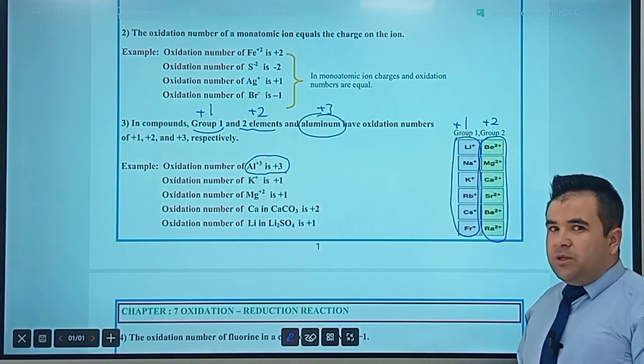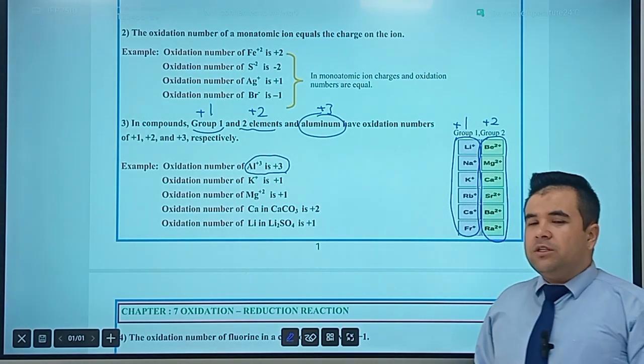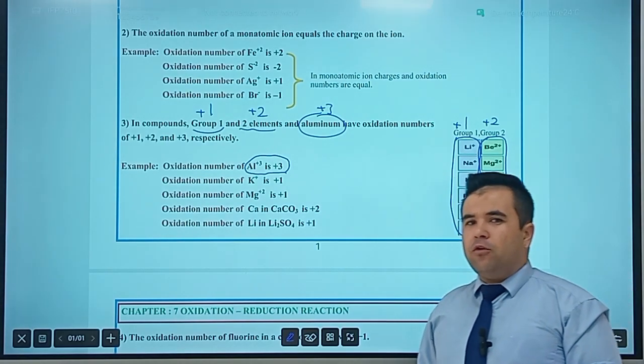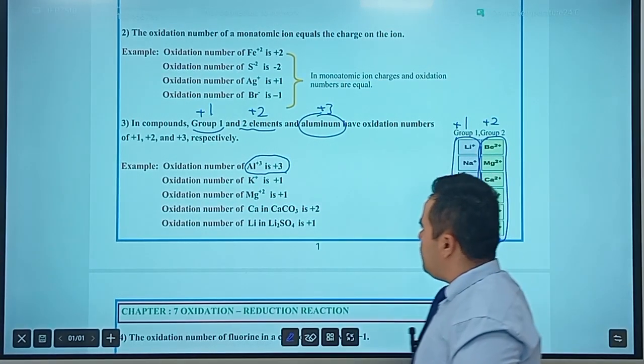Why not the other d-block elements? Because the other d-block elements form different compounds in different forms, there is usually a change in their oxidation number.